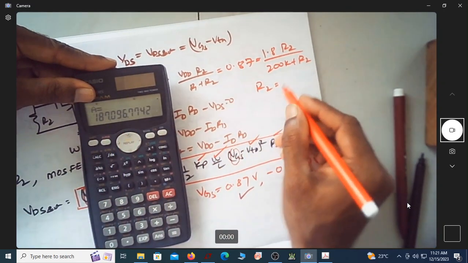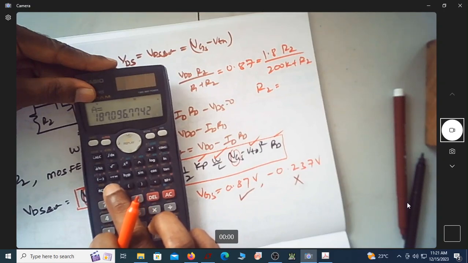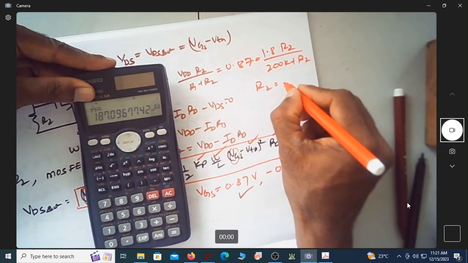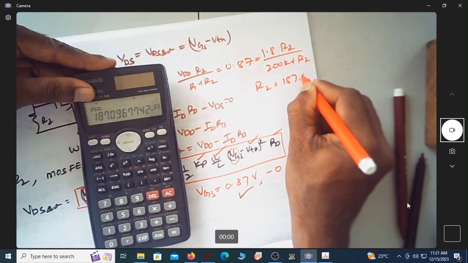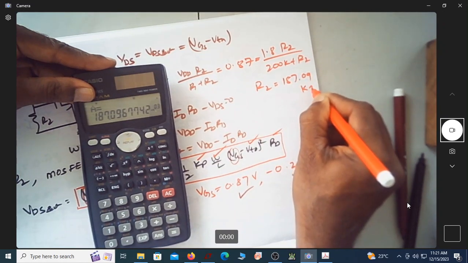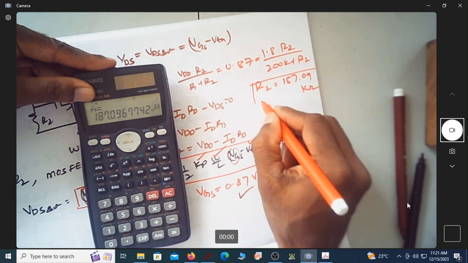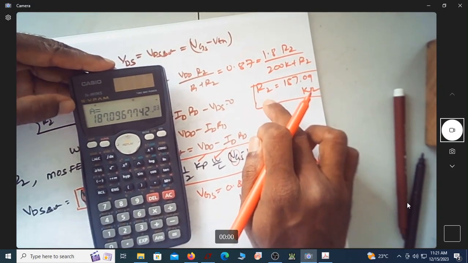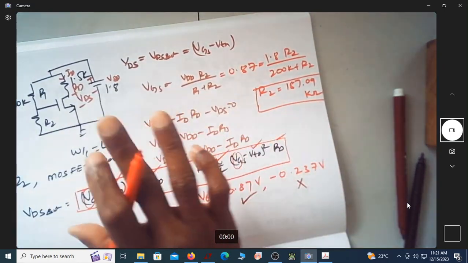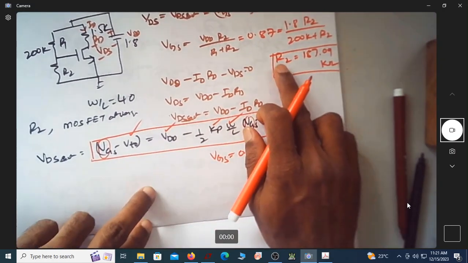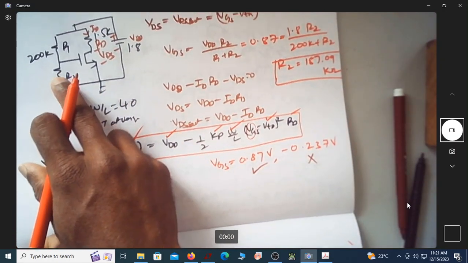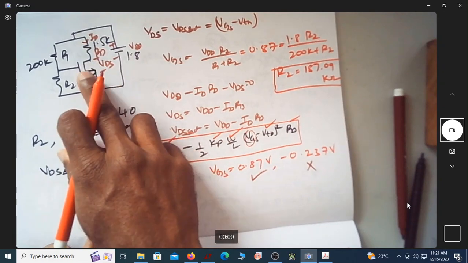You can see you got the value of R2. You can put it in ENG. So it is 187.09 kilo ohm. So this is the value of R2 for which the MOSFET will be at the verge of saturation, because as the value of R2 changes, my VGS changes. As my VGS changes, my ID changes.